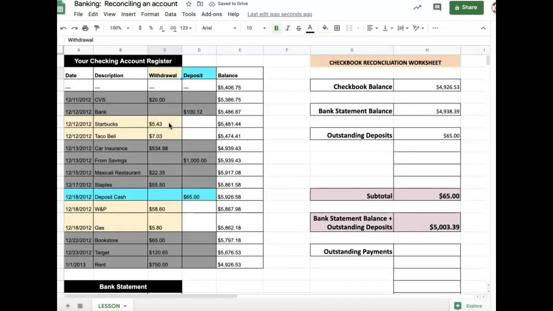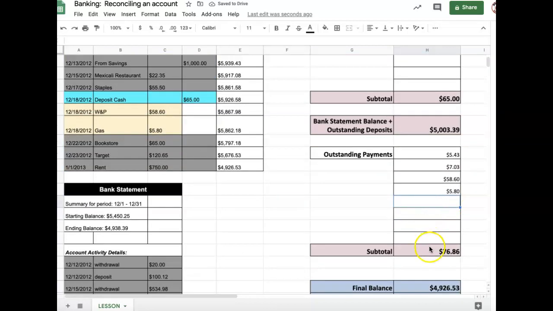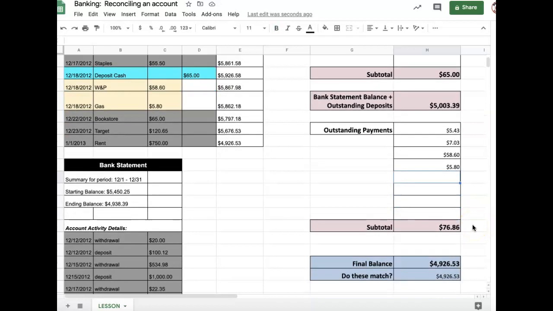So we have 5.43, 7.03, 58.60, and 5.80. So we'll write those here. $5.43, $7.03, $58.60, and $5.80. And I had extra room in case I needed them, but again, this subtotal adds, see the sum equals sum, cell H16 all the way down to H23. And it's just treating these like zeros right now because nothing was in them. They were there in case I needed them, or maybe I'll need them in another problem and I can use the same worksheet.